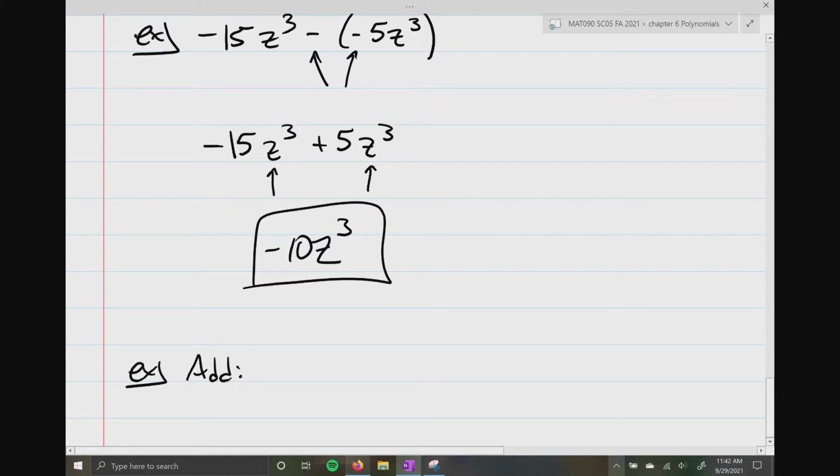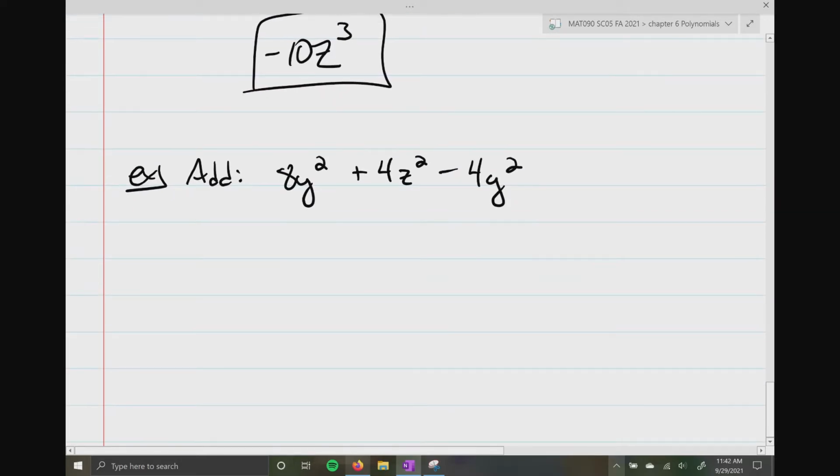So here's the next one. Add 8y to the second plus 4z to the second minus 4y to the second. All right. This is a trinomial. So what I'm going to be doing is looking for like terms. Do we see like terms, yes or no?